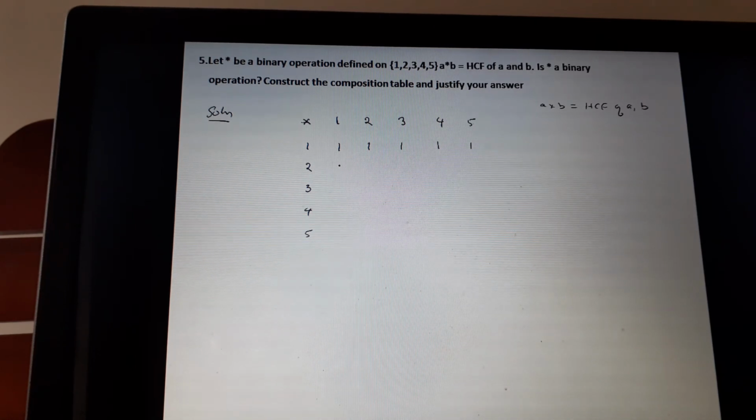Same thing, 2 and 1 is 1. 2 and 2 is 2. 2 and 3 is 1. 2 and 4 is 2. 2 and 5 is 1. Same thing we can fill the remaining. 3 and 1 is definitely 1. 3 and 2 is 1. 3 and 3 is 3. 3 and 4 is 1. 3 and 5 is 1. 4 and 1 is 1. 4 and 2 it is 2. 4 and 3 is 1. 4 and 4 definitely 4. 4 and 5 it is 1.